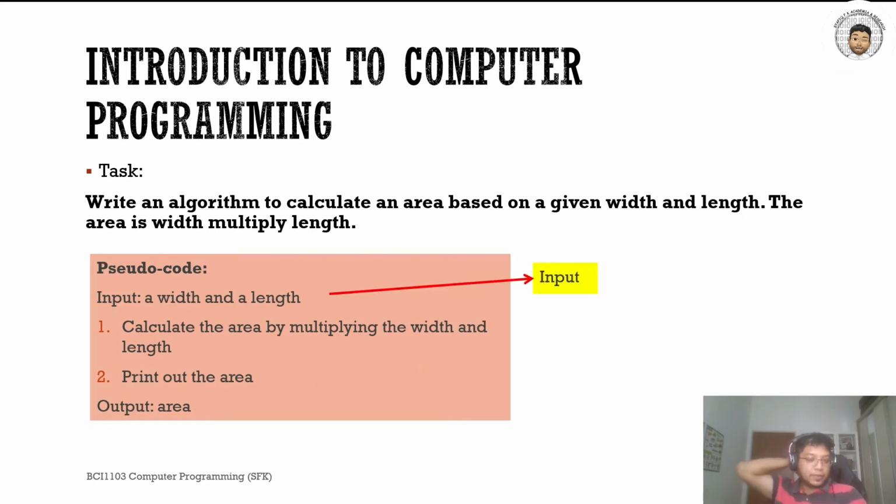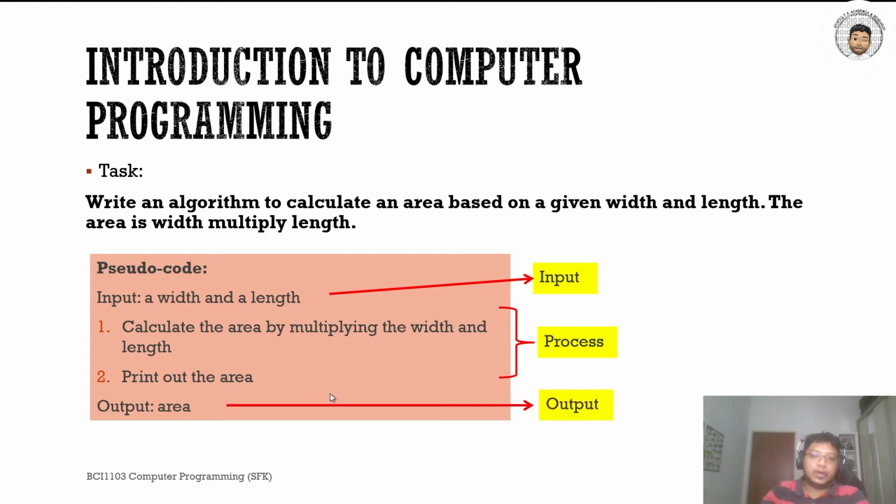So when we talk about a program here, the one at the top is what we call input, where the user has to put in information. Then you have process, where the computer calculates according to the information given. Finally we have output, where the result of the process is presented back to the user.